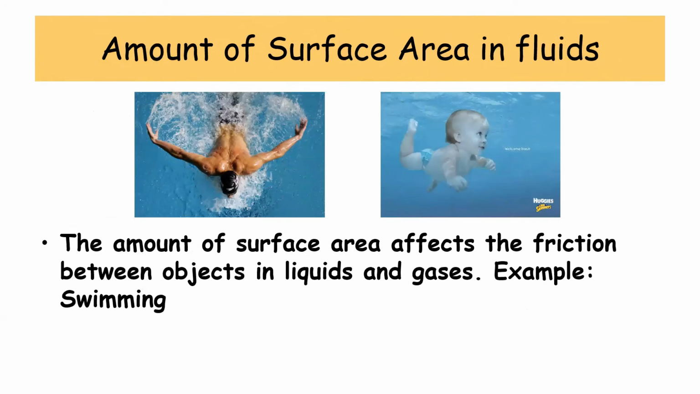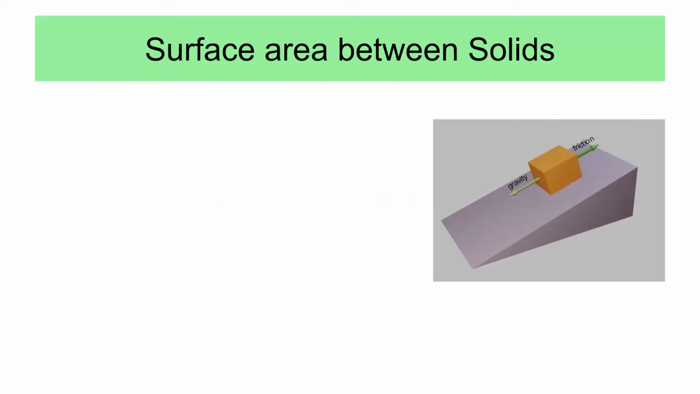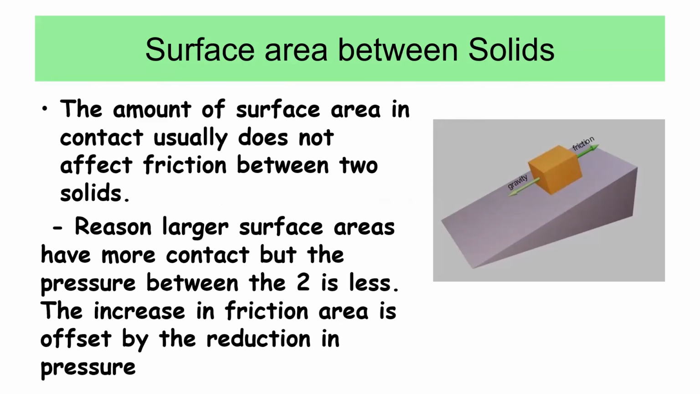Amount of surface area in fluids: the amount of surface area affects the friction between objects and liquids and gases. For example, swimming. Look at the picture, swimming. Surface area between solids: the amount of surface area in contact usually does not affect friction between two solids.